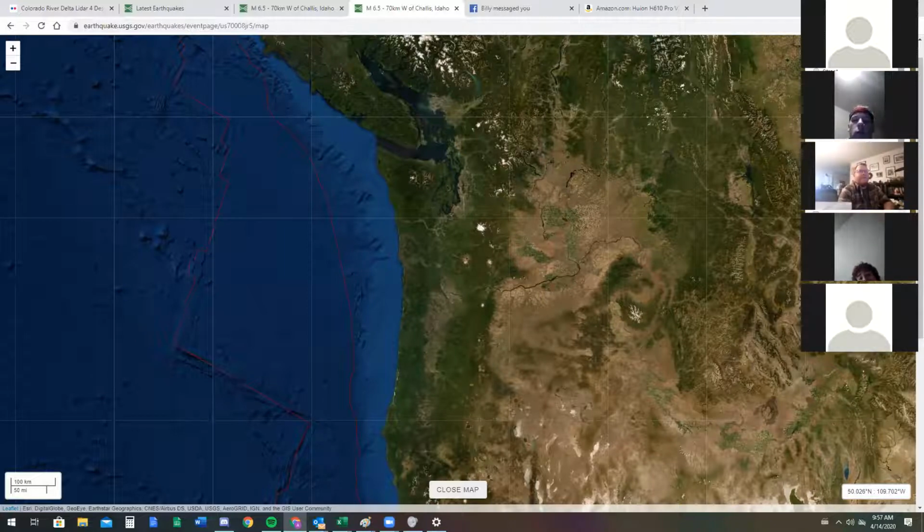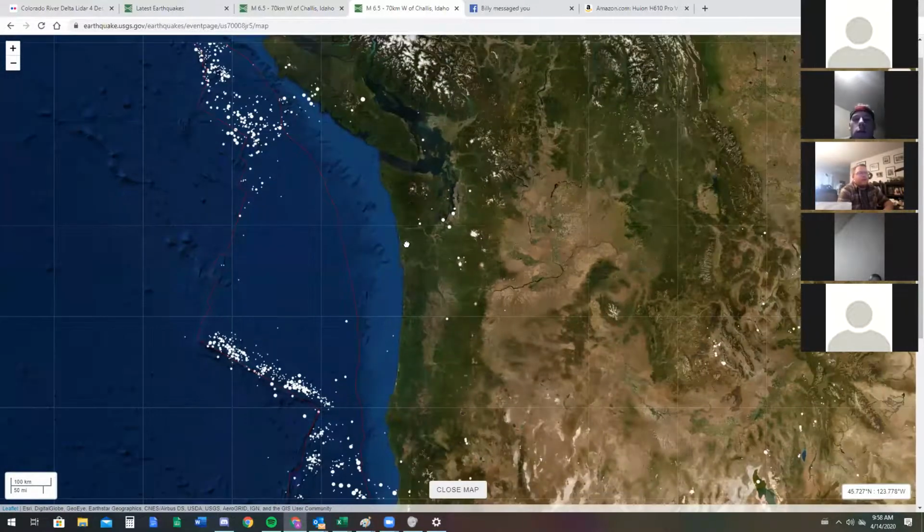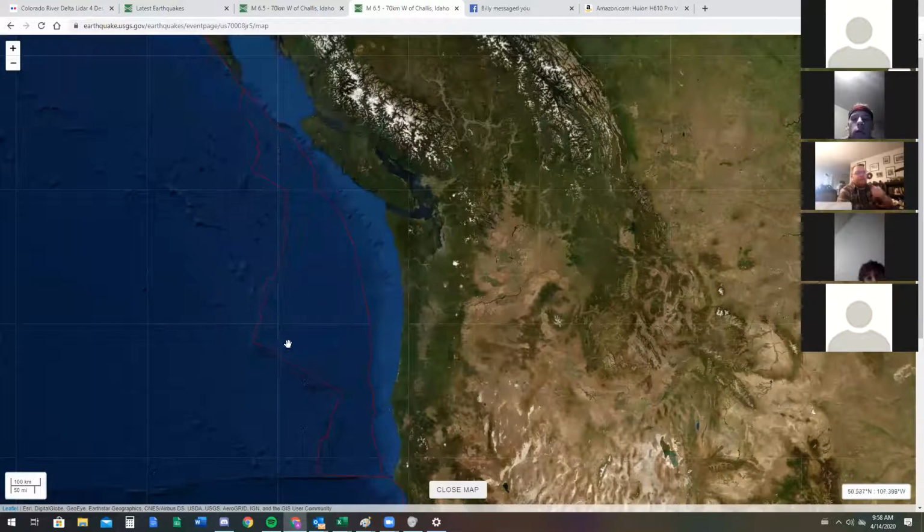Okay, so now let me bring up those earthquakes again. So we can see down here, we have all those earthquakes, okay? And then we have a gap in this section. And then we have those earthquakes again up here. This is a very unique situation that we have in our part of the world, in our state.